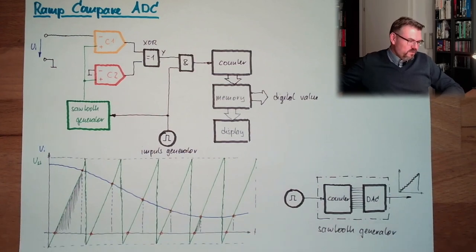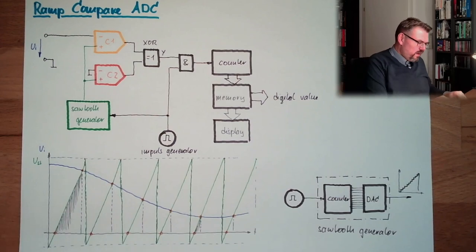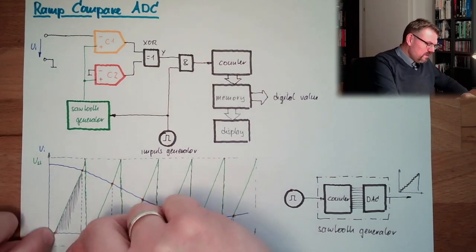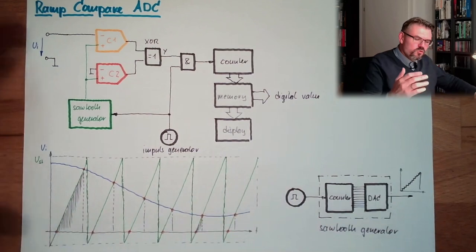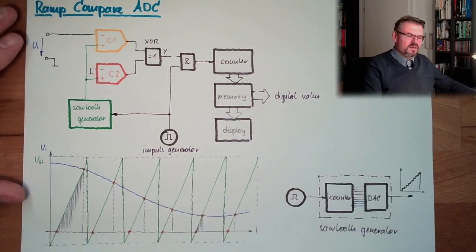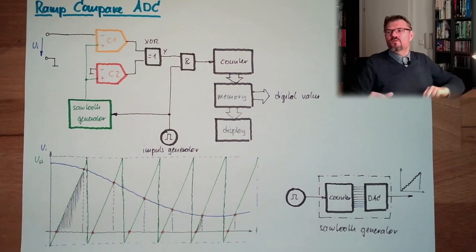What are the advantages? It's rather straightforward, it's rather simple. And we always have the same amount of time we need to get a new value. Okay? It's always the same time. Only always after this time, I'm sure to have a value. So we're working cyclic. Sometimes this time is a little bit too long.